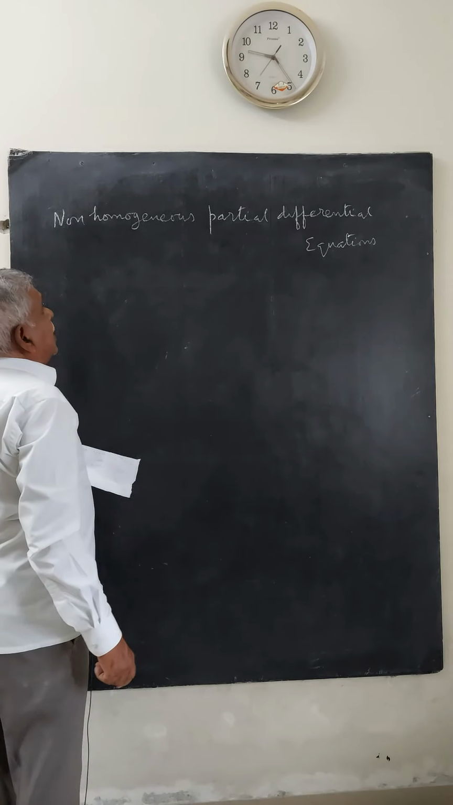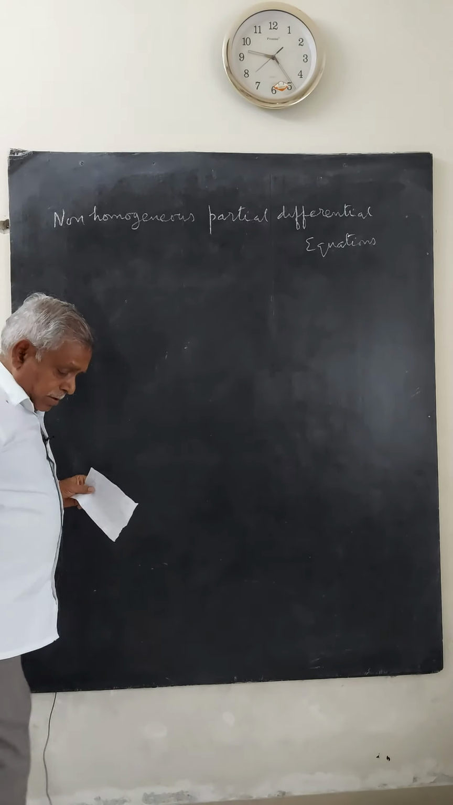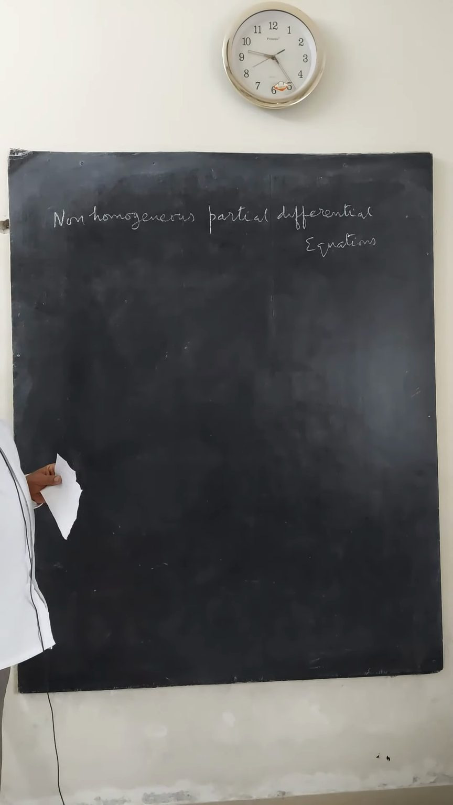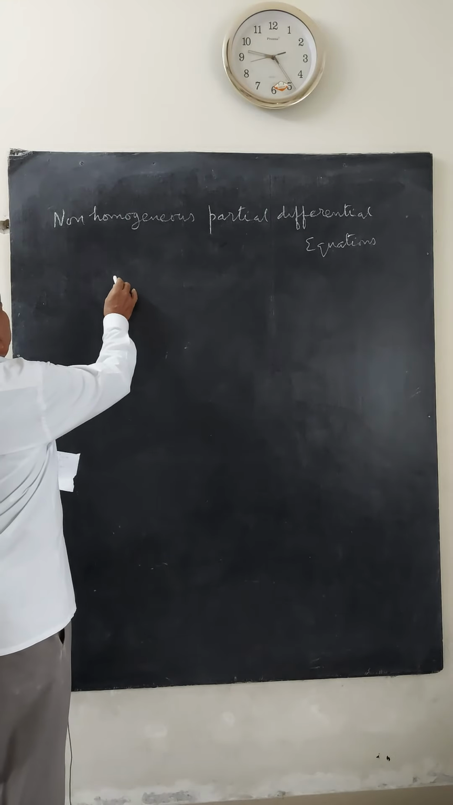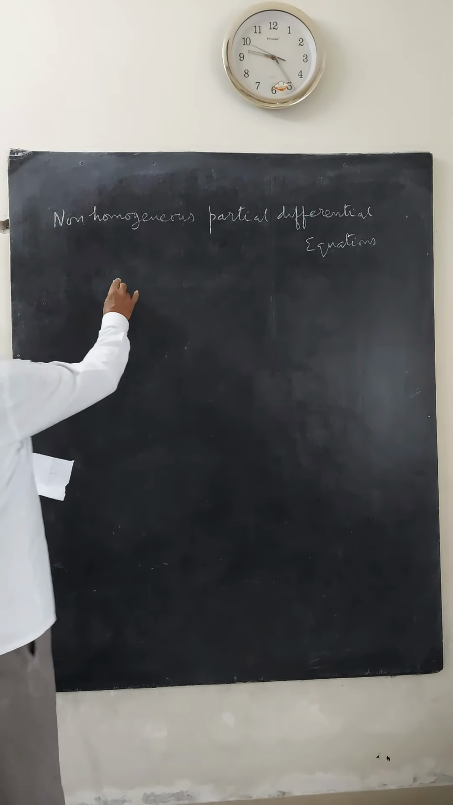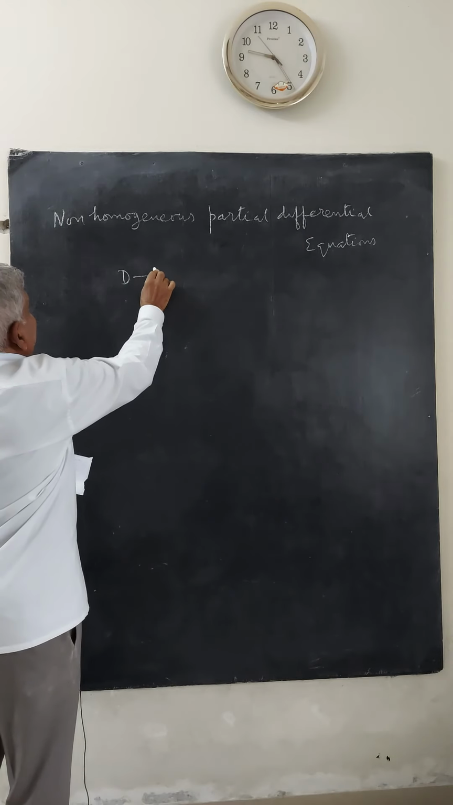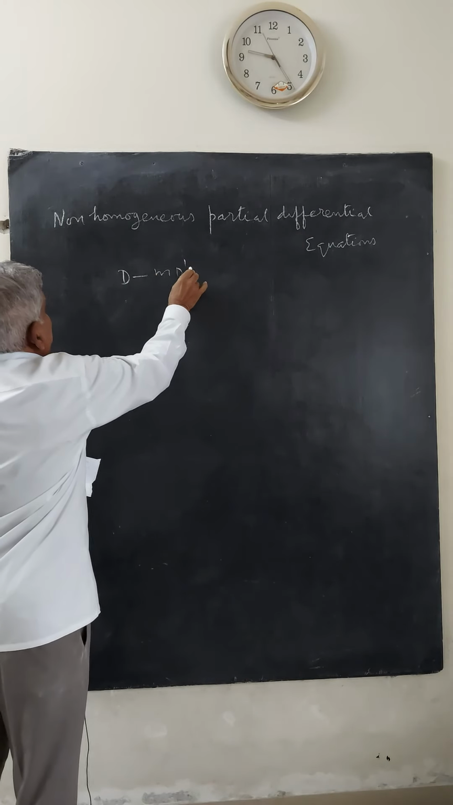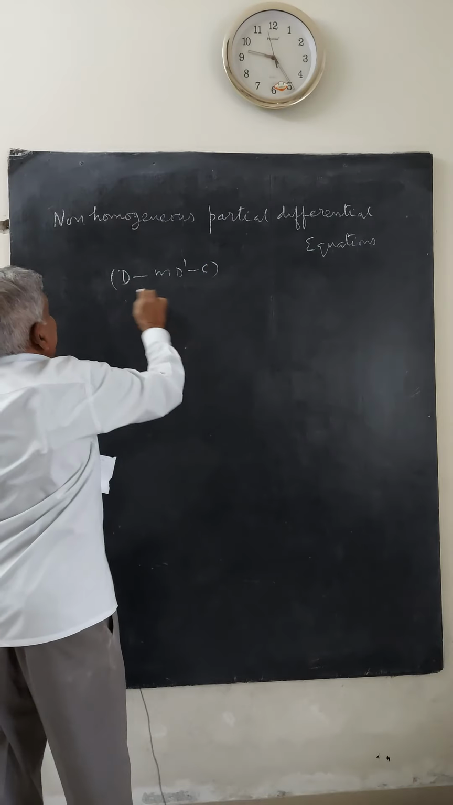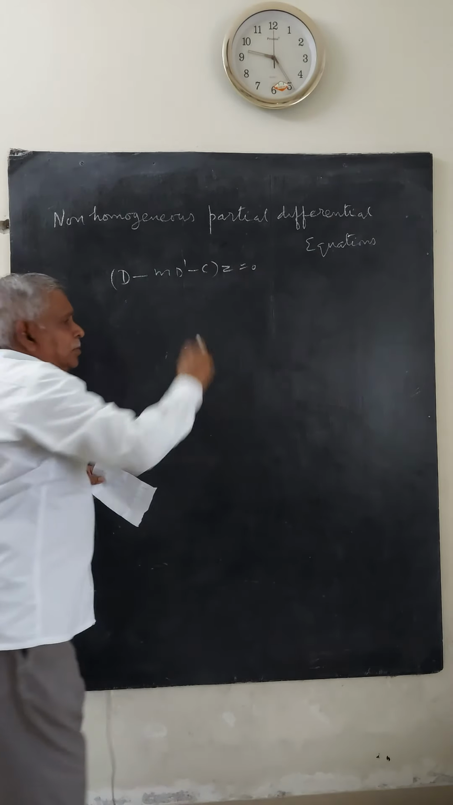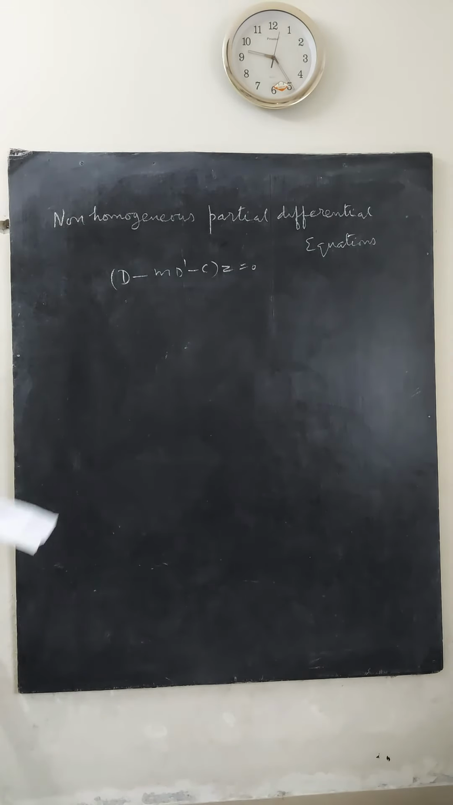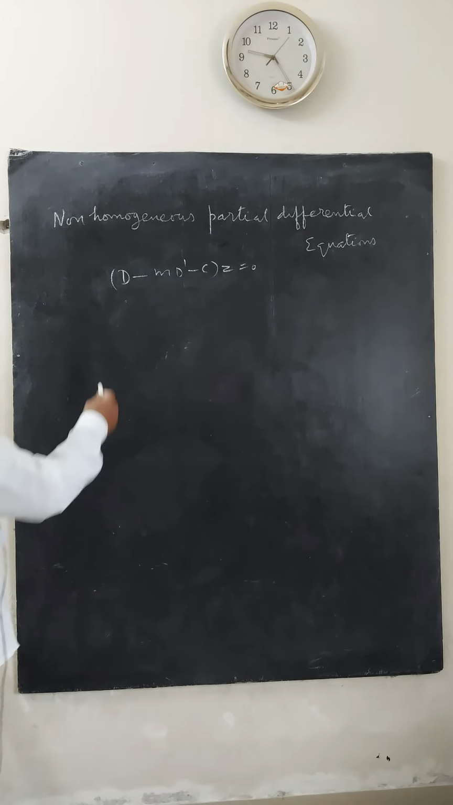Non-homogeneous partial differential equations. In all sums, there will be factors D and D dash. Factors like this: D minus m D dash minus c of z equal to 0. The factors are in the same shape; we have to consider the same shape in doing the sums.